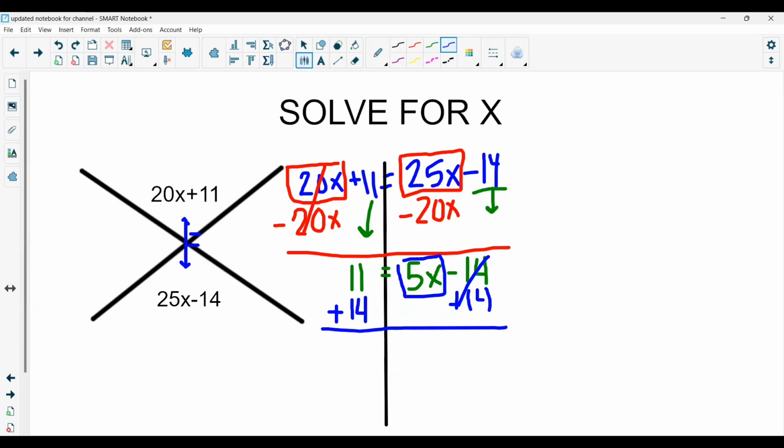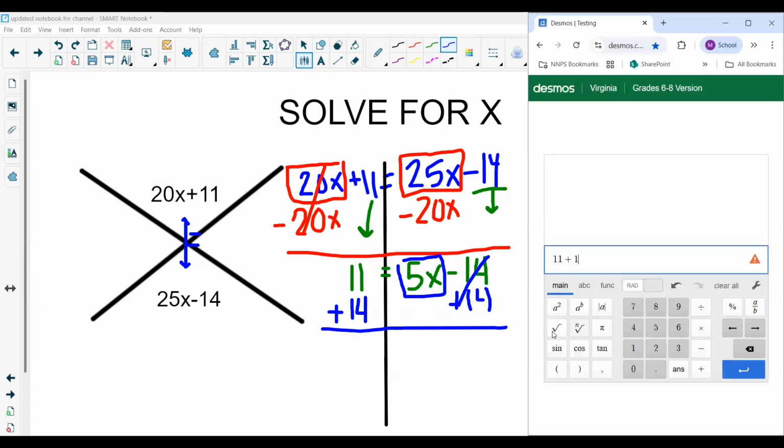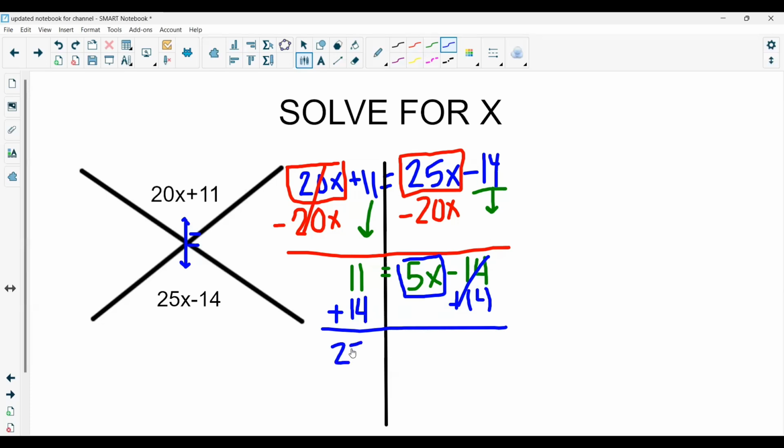Let's go to our calculators and type 11 plus 14. 25 equals, and I just bring everything down that I did not use yet. I didn't use my 5x yet. Uh-oh, here goes my favorite part again. Okay, we're gonna try to get this x by itself, but something's beside it. Side by side, just divide by the number on that side, which is 5.